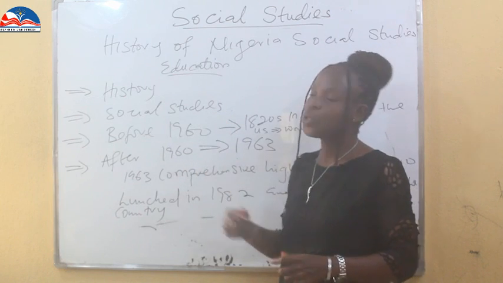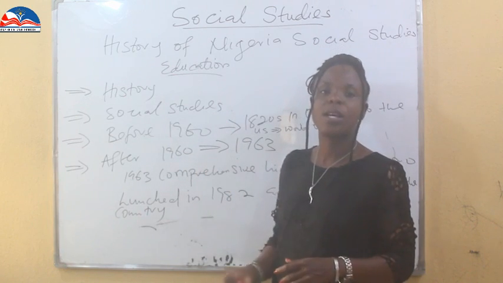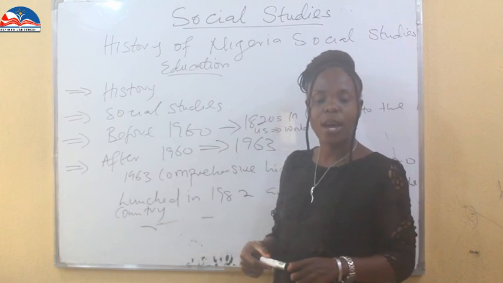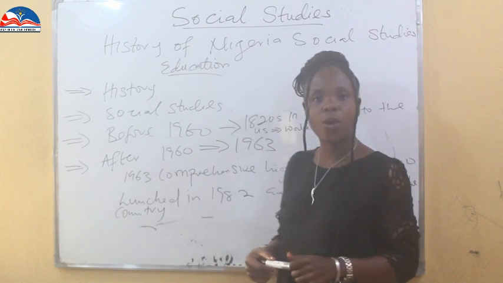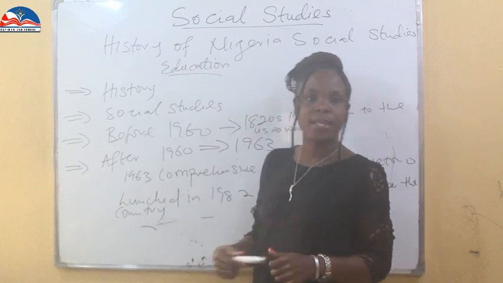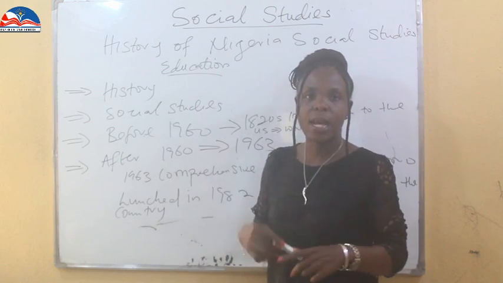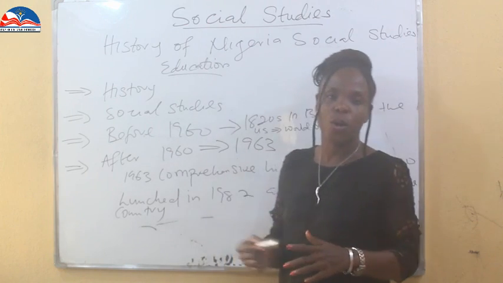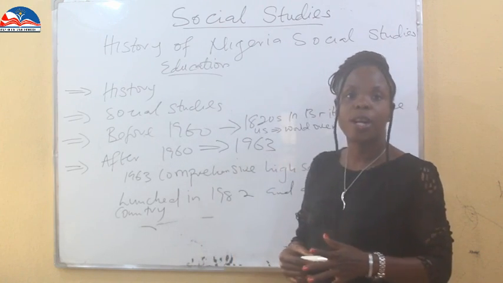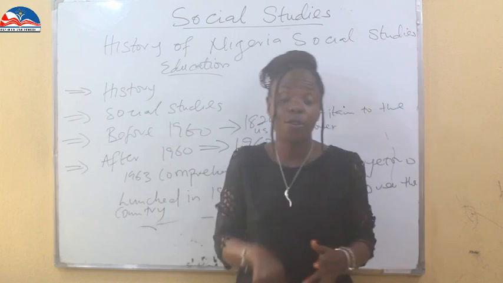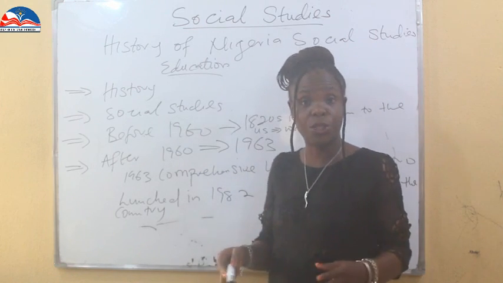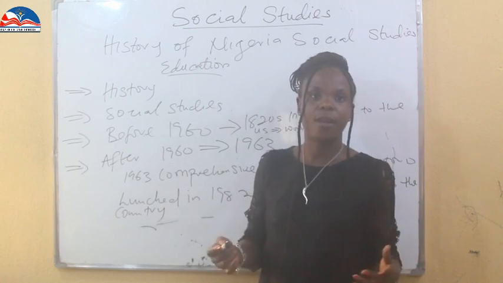We have seen social study before 1960, how the Britons were the first to have it. And then, since they were our colonial masters, before 1960, they introduced it into our educational system. We had it until 1960, when we got our independence, and we were looking for an educational system that can cater for the needs of our own country, Nigeria, and things that surround our environment.